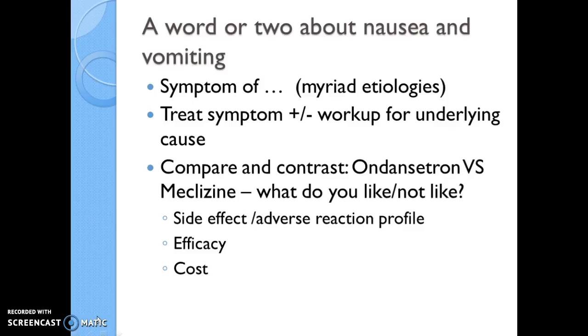I'm going to ask you to think about and contrast two drugs, ondansetron versus meclizine, which are two drug types represented for this problem, and what you do and don't like about their side effect and adverse reaction profile, their efficacy, and then I would have said in the past cost, because it used to be that ondansetron was prohibitively expensive, but it came off patent a year ago, and we now have it on a $4 list, so that's not a problem.